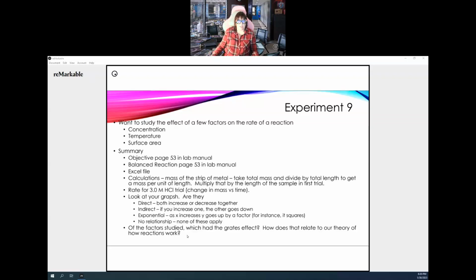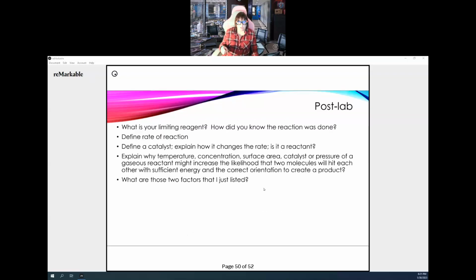And of the factors studied, so of the things that we looked at, what had the greatest effect? And how does that relate to our theory of how reactions work? So tie that back to the kinetic molecular theory of gases. Try and see how the data that you collected ties into that. All right, so that's our summary for the experiment. Then we have our post-lab.